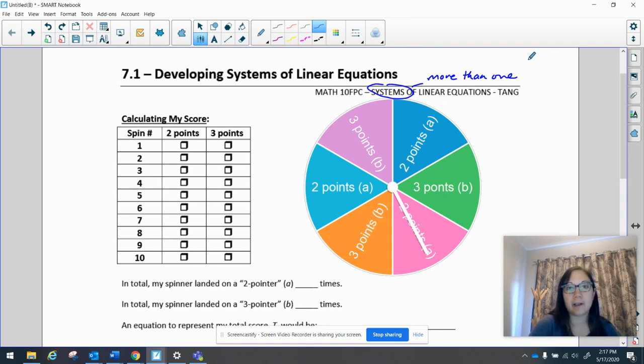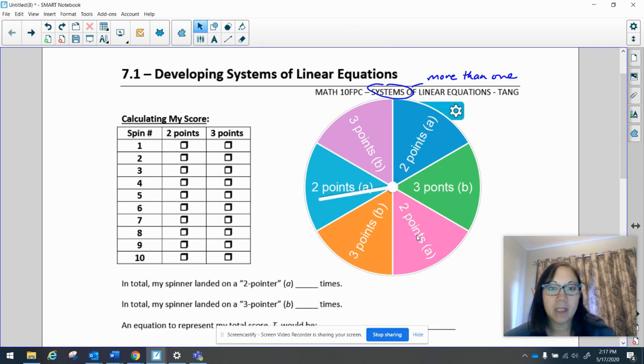So here's the first scenario that I have, and it's just a really simple spinning game. So you've probably seen spinners and board games and things like that before. And so this spinner has 6 sections on it, and you can either get 3 points or 2 points. So 3 points, 2 points, 3 points, 2 points, 3 points, 2 points. And so we're going to go ahead and spin this and see what happens and how many points we are going to get. So the first time it lands on 3 points.